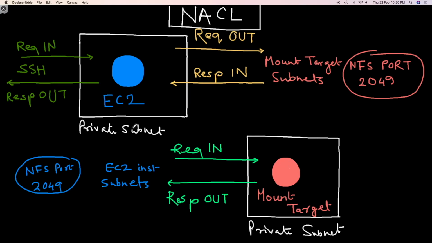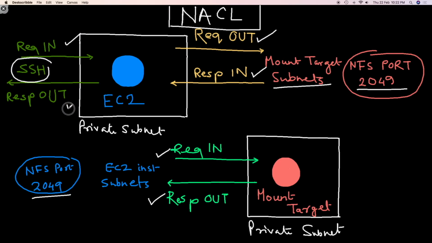This is the request out to and response in from mount target subnets on NFS port 2049. For mount target subnets, this is the request in from and response out to EC2 instance subnets on port 2049. We also have an SSH request in and response out from the public subnet where my bastion host is residing.